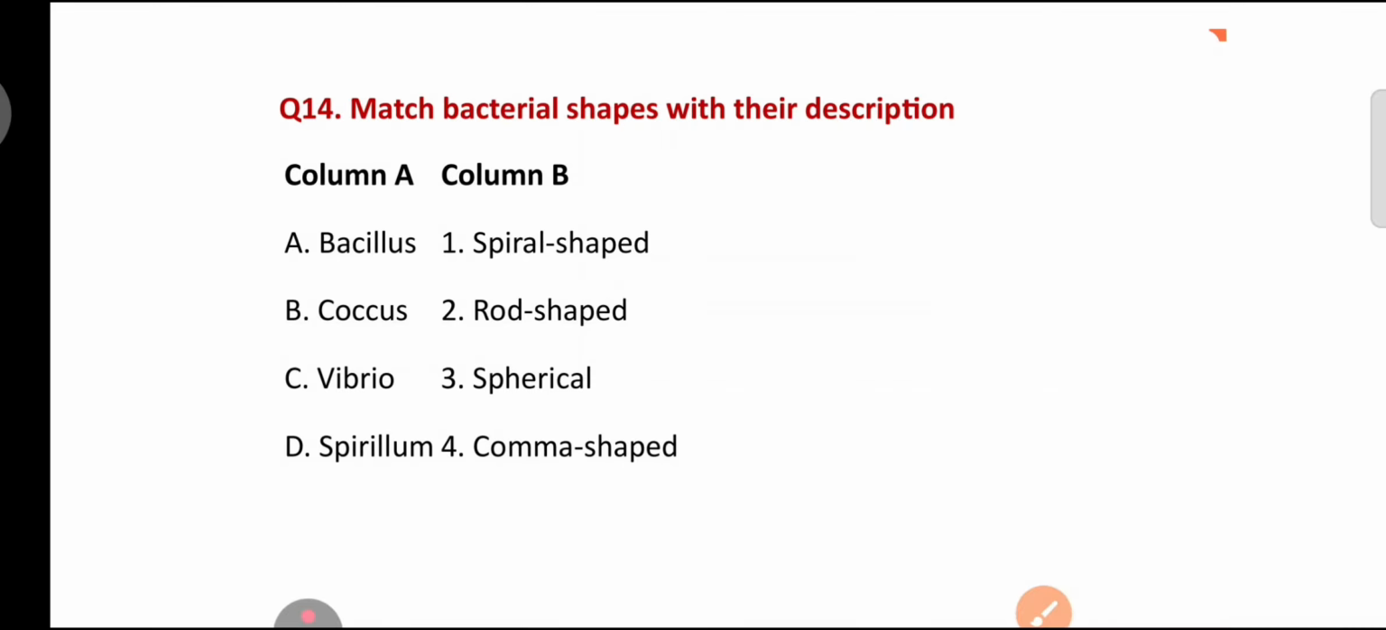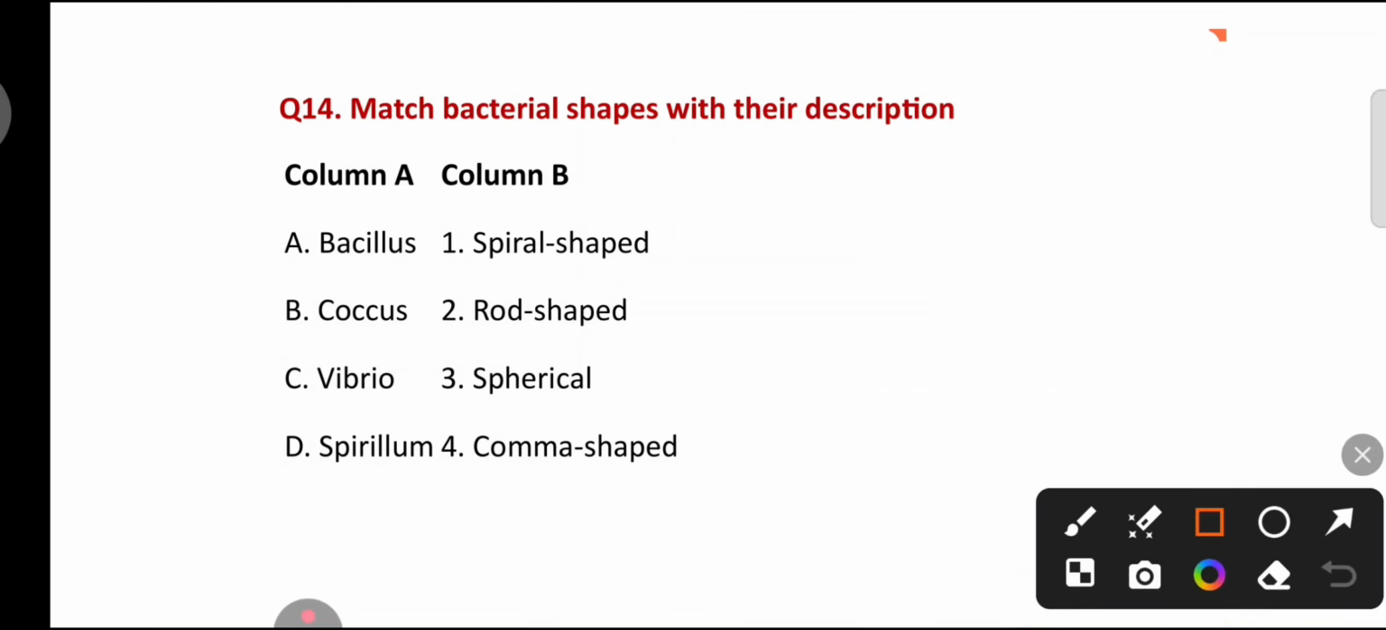Match bacterial shape with their description. Bacillus is rod-shaped. Coccus is spherical. Vibrio is comma-shaped. Spirillum is spiral-shaped.